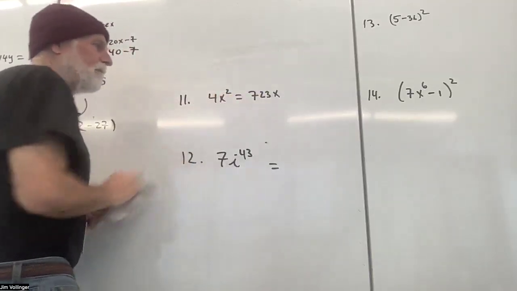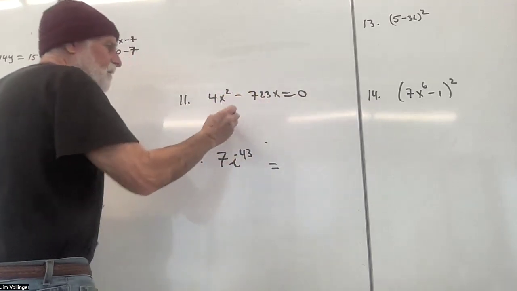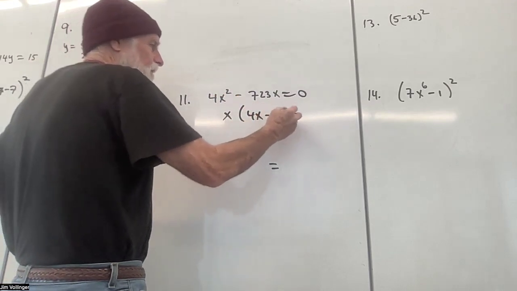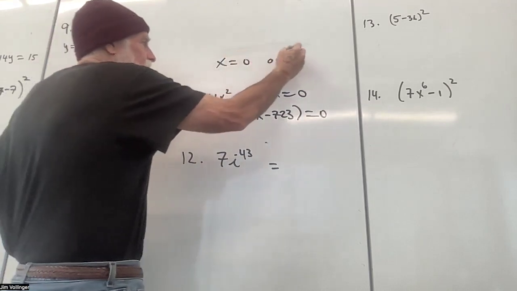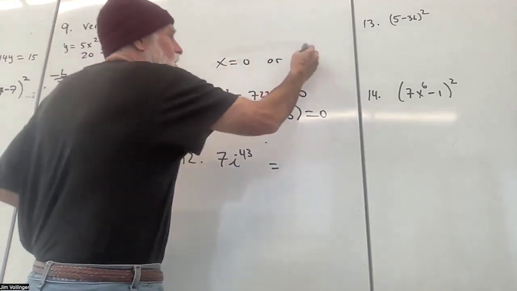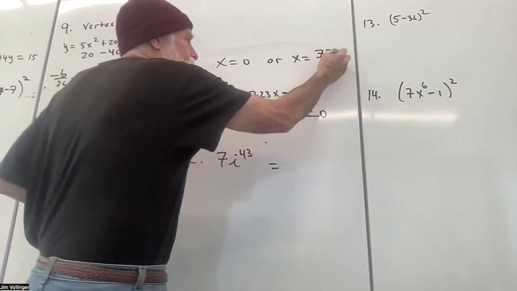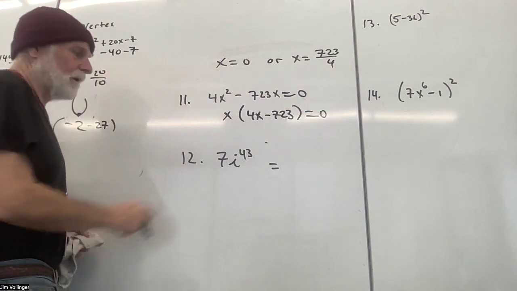How do we solve? We set it to 0, and we factor out what's common, which is x times 4x minus 723 equals 0. So x could equal 0, or x could take on the amount 723 over 4. Those are the numbers that in that calculation get me 0.